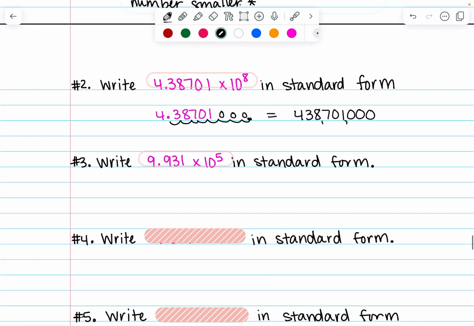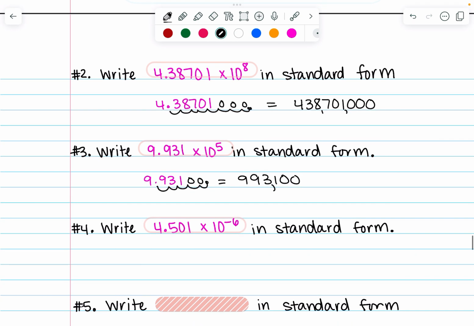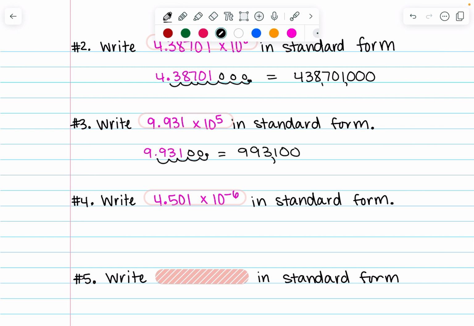Okay, go ahead and do this one. 9.931, positive exponent, so it's going to get bigger. 4, 5. So 993,100. All right, 4.501 times 10 to the power of negative 6.